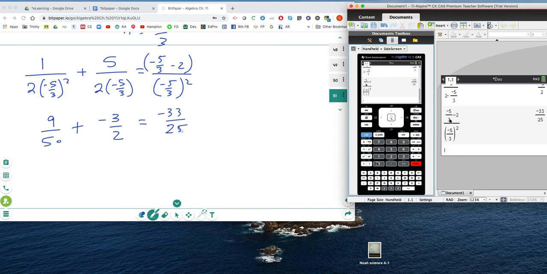So now I'm going to do control divide 9/50 minus control divide 3 over 2 is equal to negative 33/25. And now you know how to solve a rational expression.